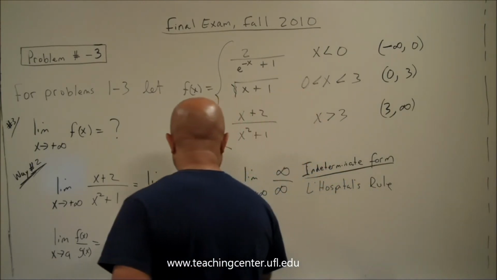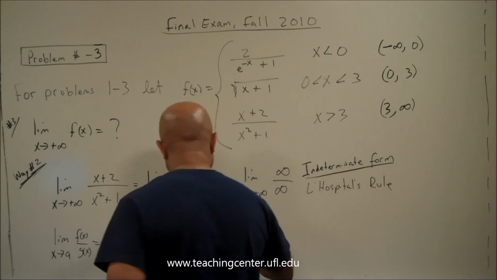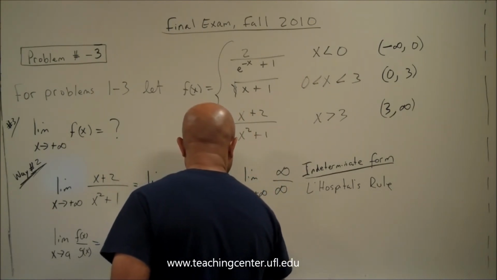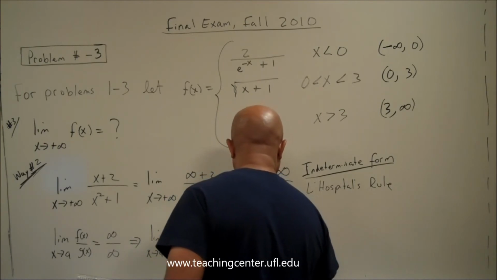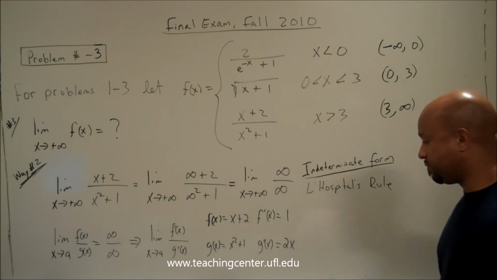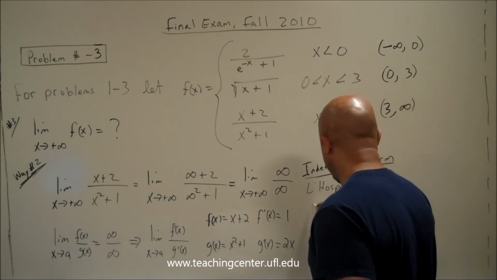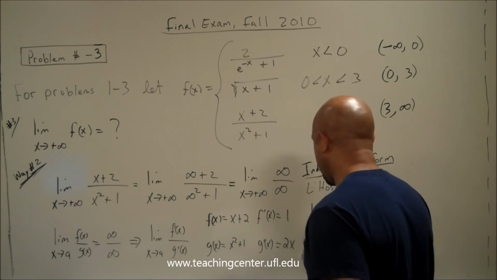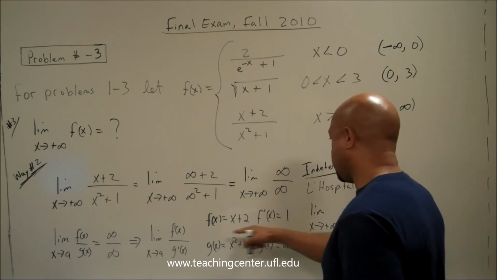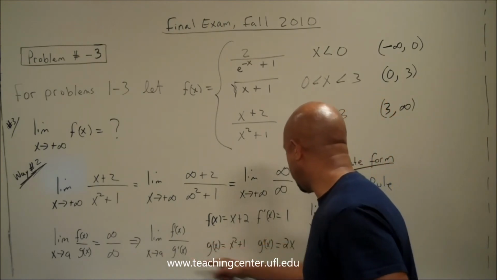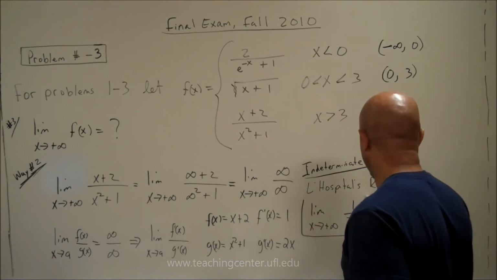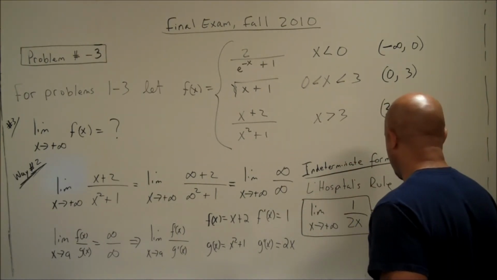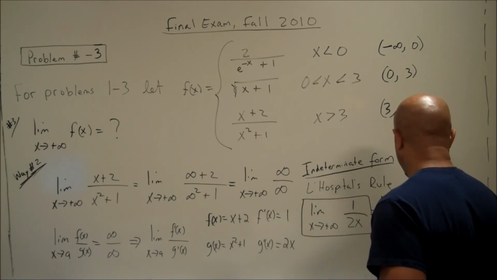Okay, so if we define f of x equal to x plus 2, and g of x equal to x squared plus 1, then the derivative of f is equal to 1, and the derivative of g is equal to 2x. Now, applying L'Hopital's rule, the limit as x approaches a, in this particular case infinity, of the derivative of f, which is 1, over the derivative of g, which is 2x. Okay? So here's our rewritten limit.